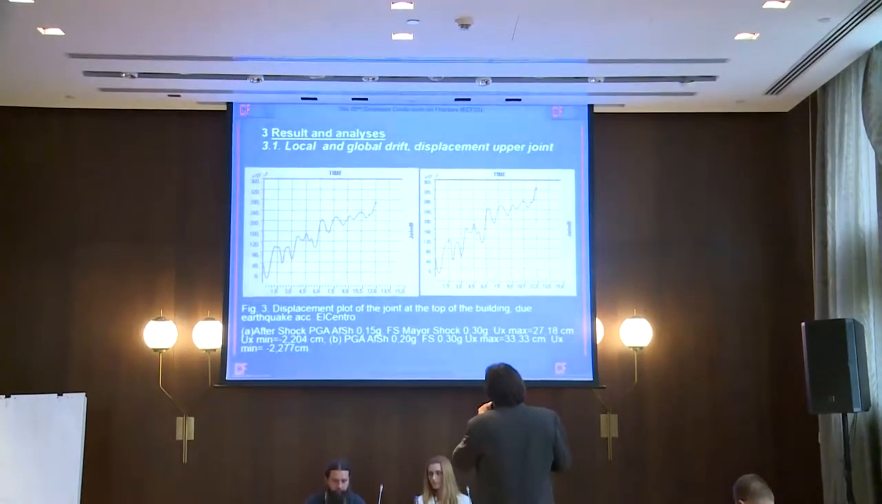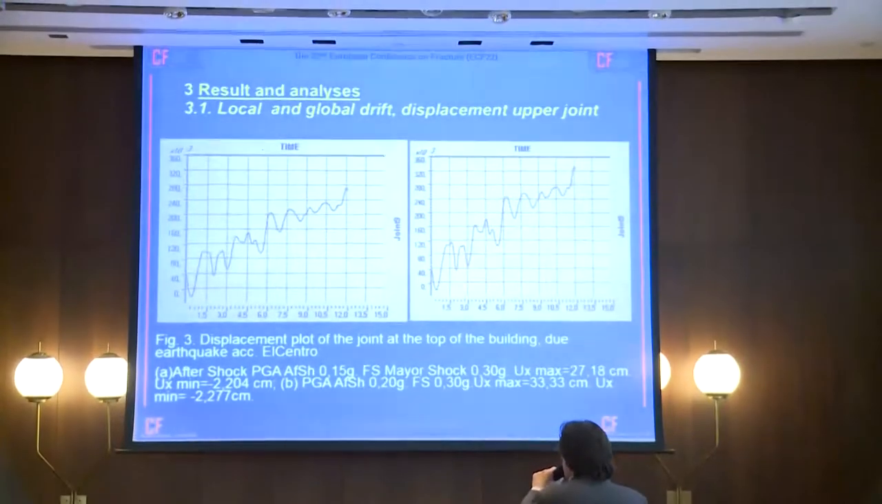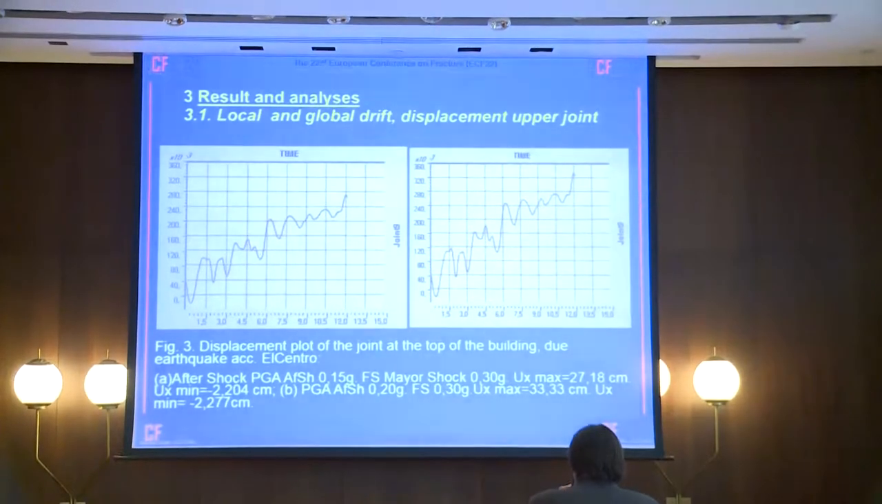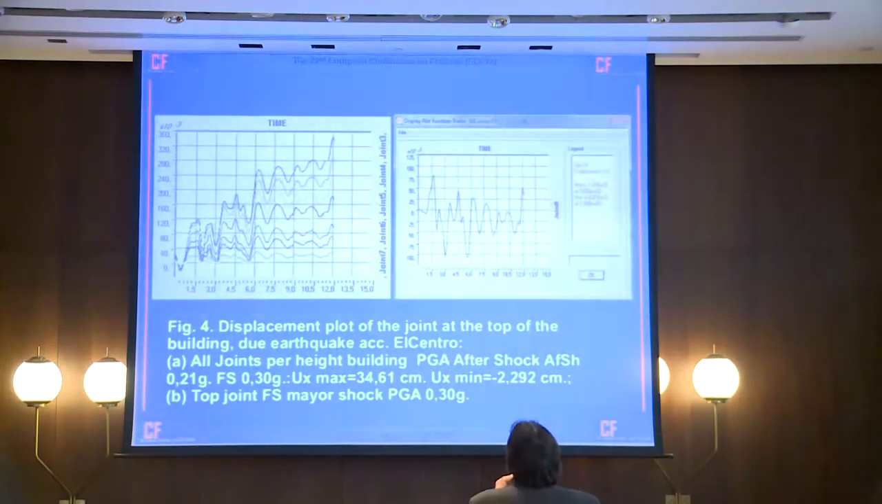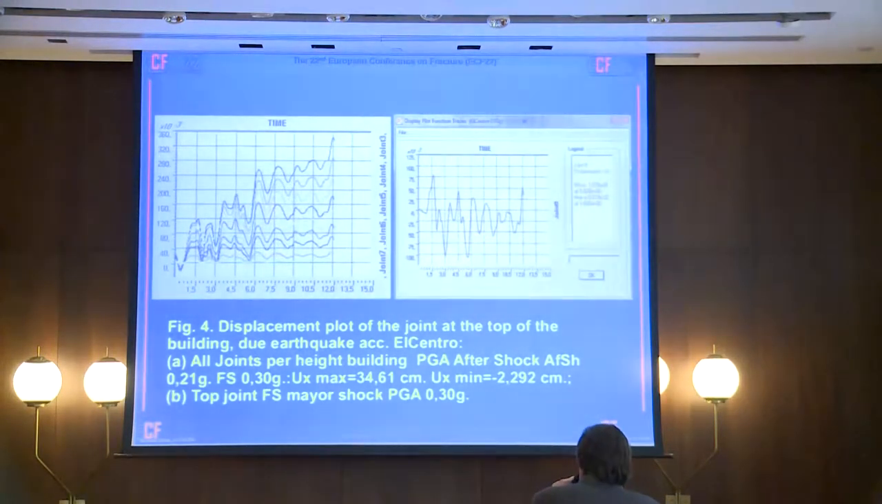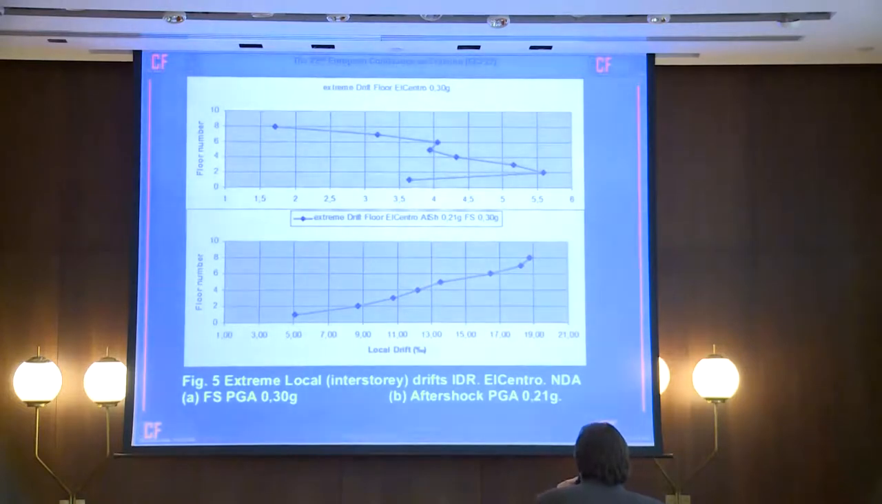It is a result of analysis of local and global drift with displacement of the joints of the construction. This is the total joint displacement for the aftershock of 15% g, and on the right for 20% g. This is the aftershock of 21% of g. It shows all joints per height of the building for one column. On the right is shown the top joint for the first shock of 13% of g. This is a local interstory drift for the first shock and aftershock.